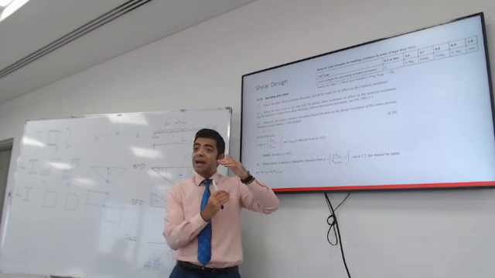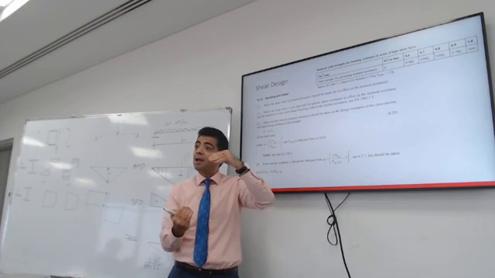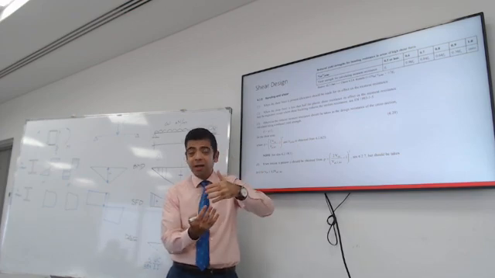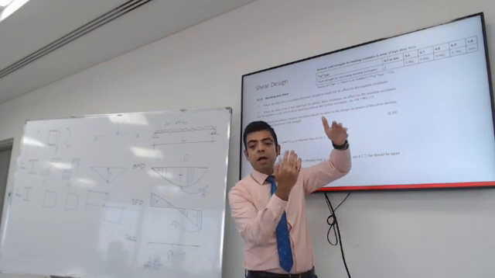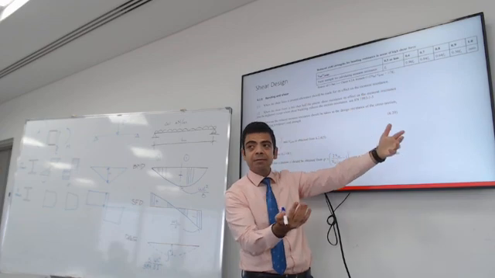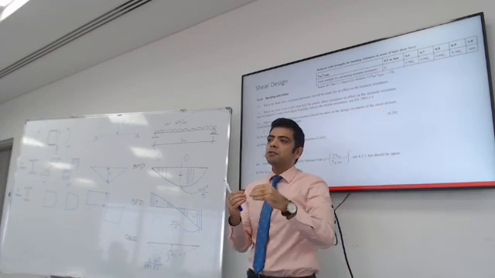If the actual shear is less than half of the plastic shear capacity, then use the full Fy. If the ratio is more than half, then you start reducing the yield strength accordingly.